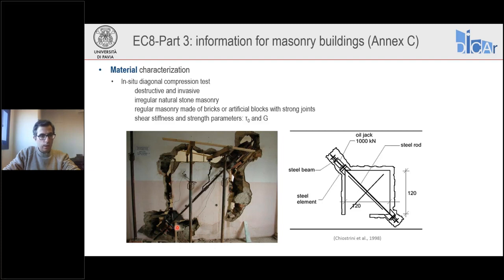As I was saying, you apply a diagonal load up to the failure of the panel. Once you know the load corresponding to failure, through simple expressions, you can get information on these parameters.